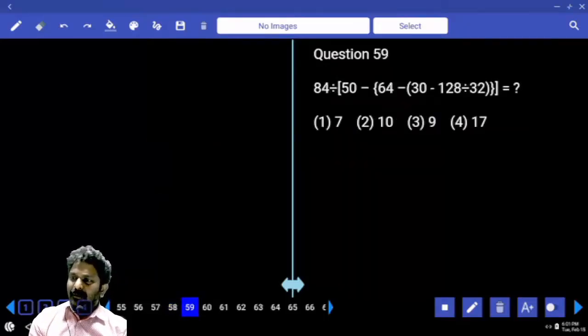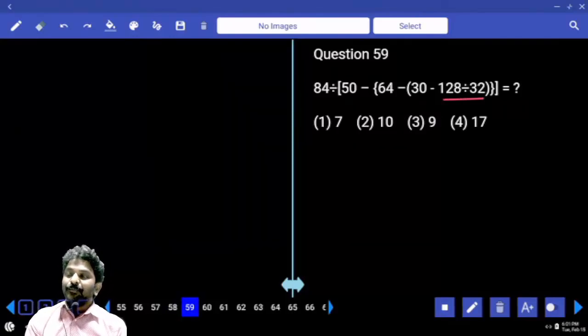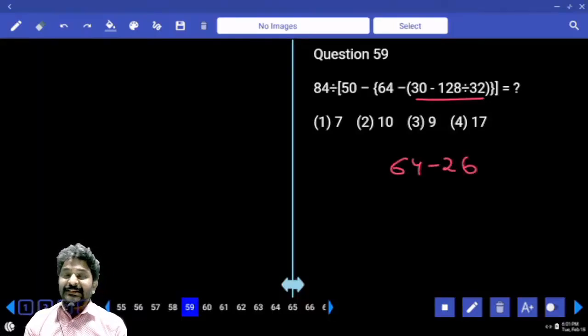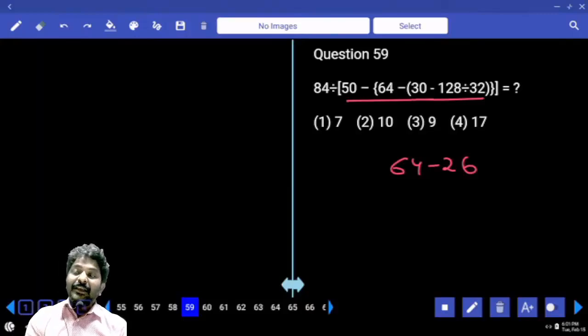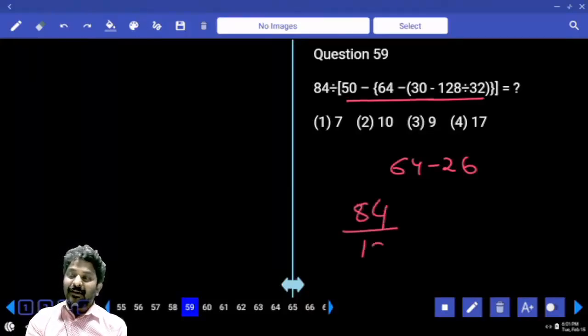Now come on, let's calculate this. 128 divided by 32, 4. 30 minus 4, 26. 64 minus 26, 38. 50 minus 38, 12. So finally we have 84 by 12, right? So answer 7.